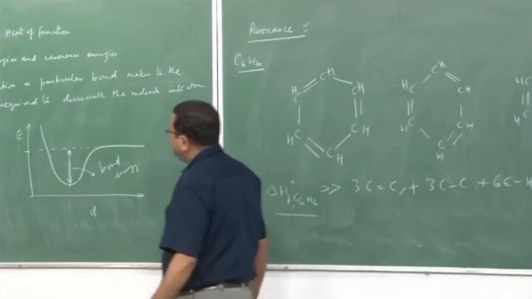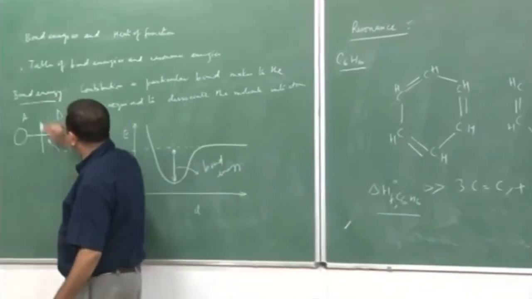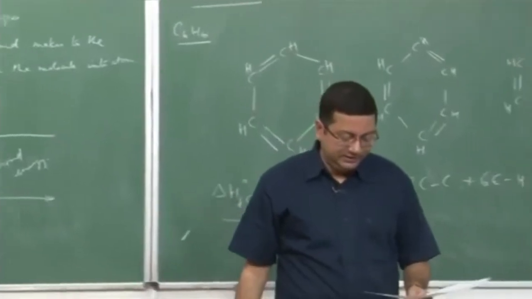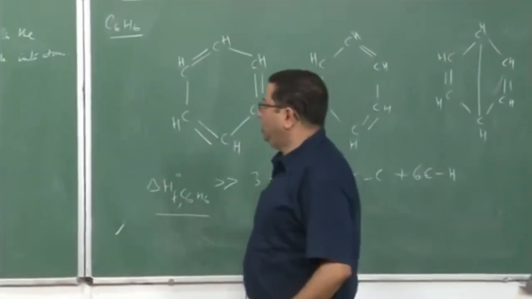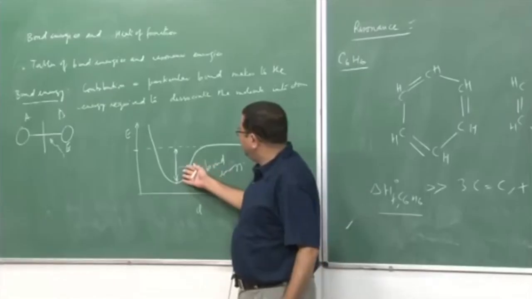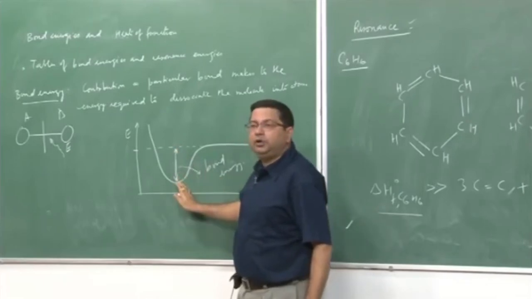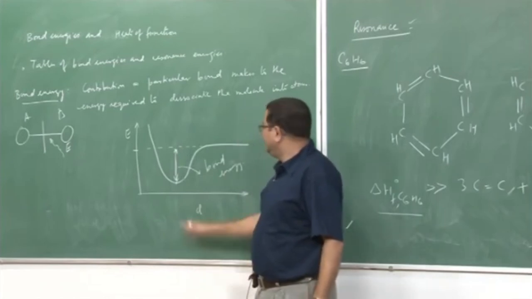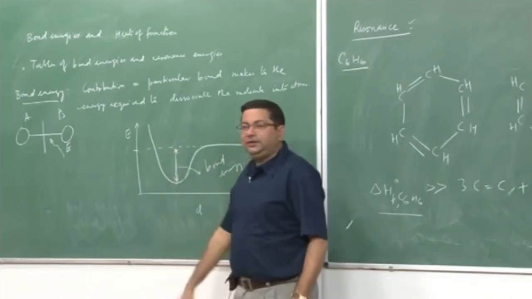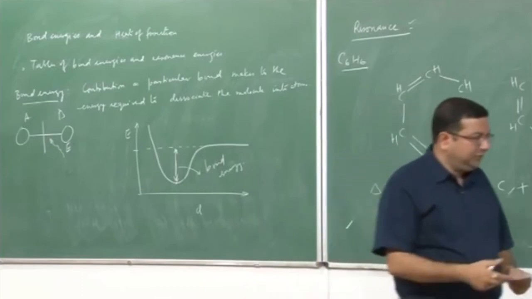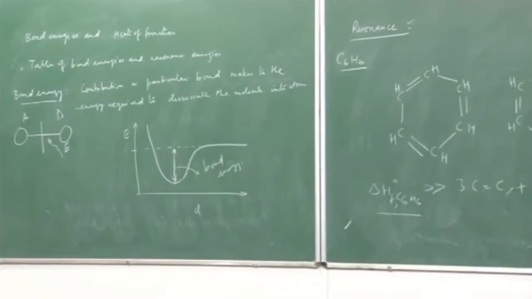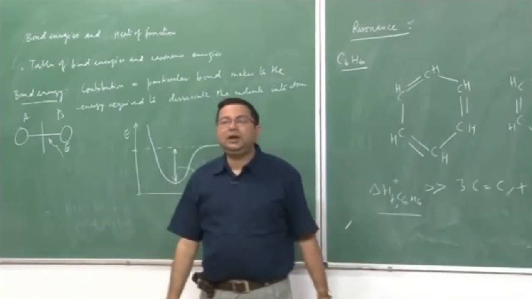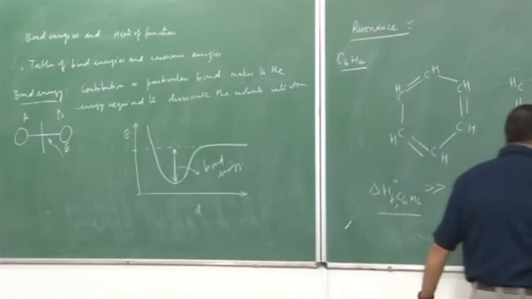I would like to emphasize one more thing here: the bond energy, the way we have defined it, is essentially the negative of the energy required to form the bond. Because the way we have defined the bond energy is the energy required to break the bond. Therefore, from the thermochemical laws we have just discussed, it is equal to the negative of the energy required to form the bond.